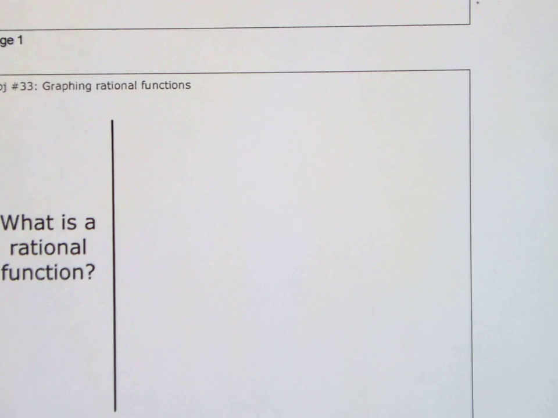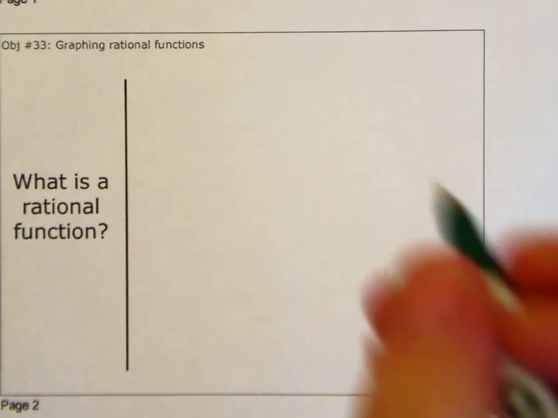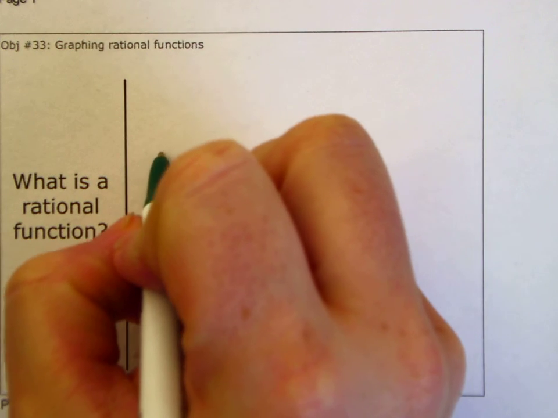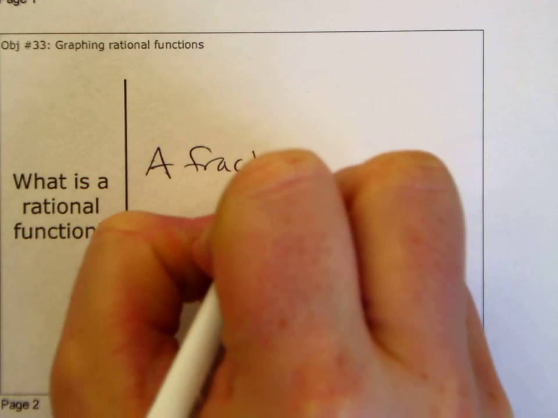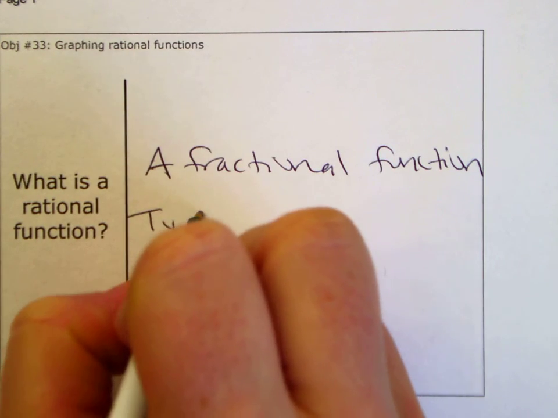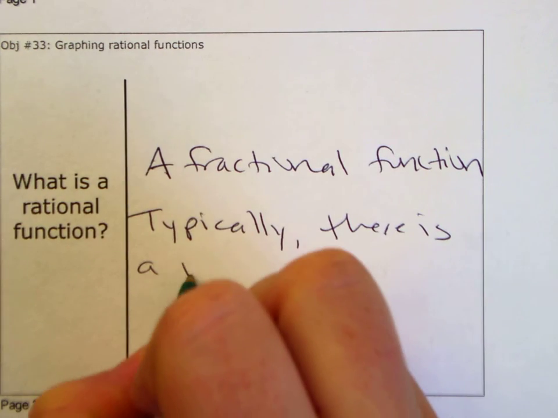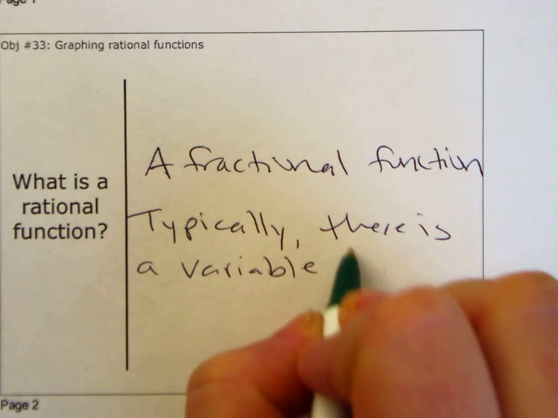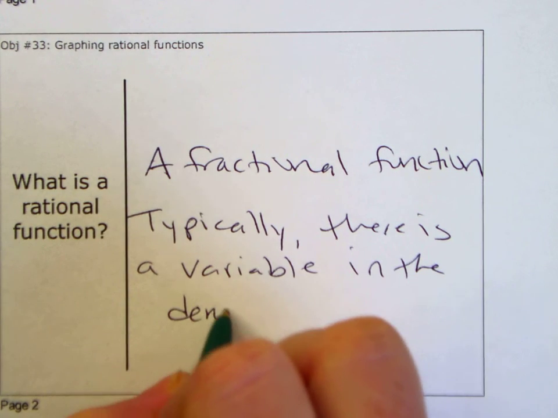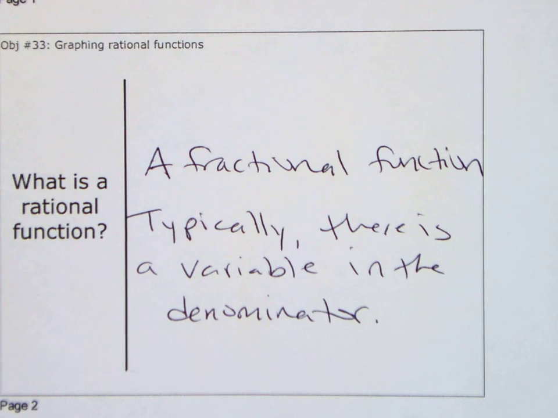Alright, so let's talk about what a rational function is. Well, rational, if you remember, a rational number is a fraction. So a rational function is a fractional function. And typically, there is a variable in the denominator. So a function where there's a variable in the denominator.